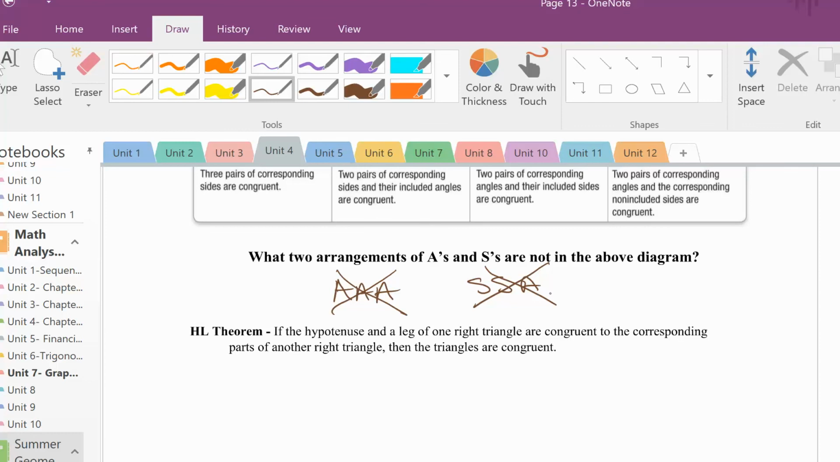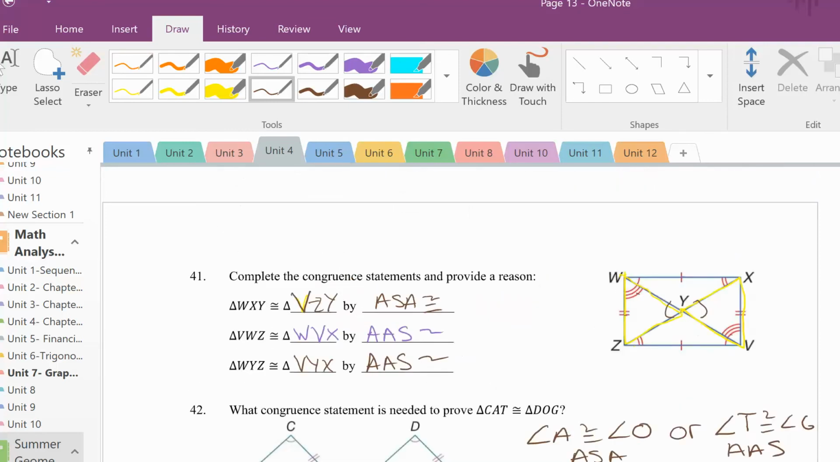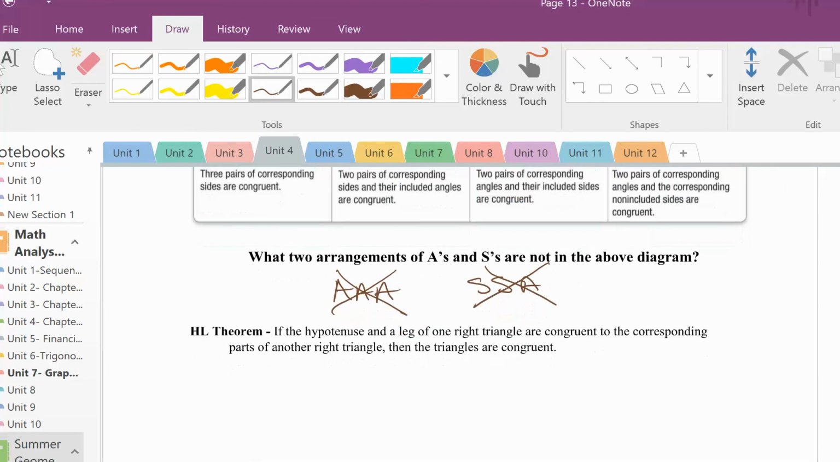There's one special one, for a right triangle, and that is what's called the hypotenuse leg theorem. That is the only time side, side, angle works, in a right triangle, if you have 2 right triangles and you know the corresponding hypotenuses and legs are congruent. Then you can say the triangles are congruent by hypotenuse leg.